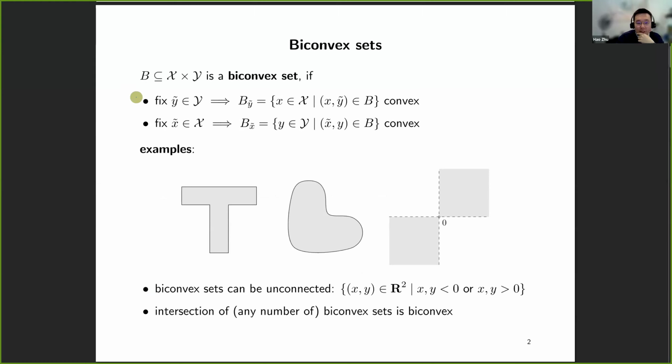general. Intuitively, it just says, the set consists of two groups of variables. If you fix one of them, then the other one is convex. And some basic examples in R2 would be like these T-shaped, L-shaped sets. This is a specific example showing that a biconvex set could be unconnected. And from this, you may notice these problems involving biconvex sets can be very hard, right? And one of the most important properties, right, intersection of any number of biconvex sets is biconvex. Well, this is just conceptually good for recognizing different biconvex problems.